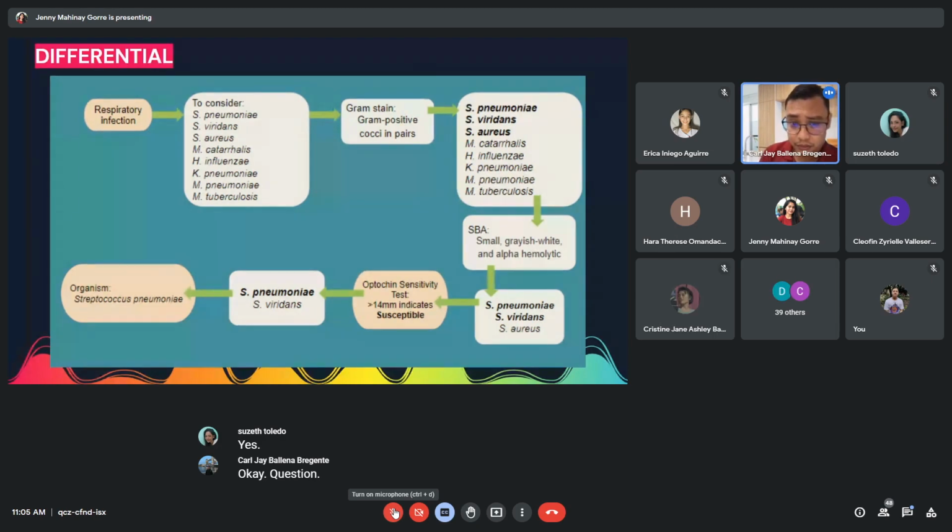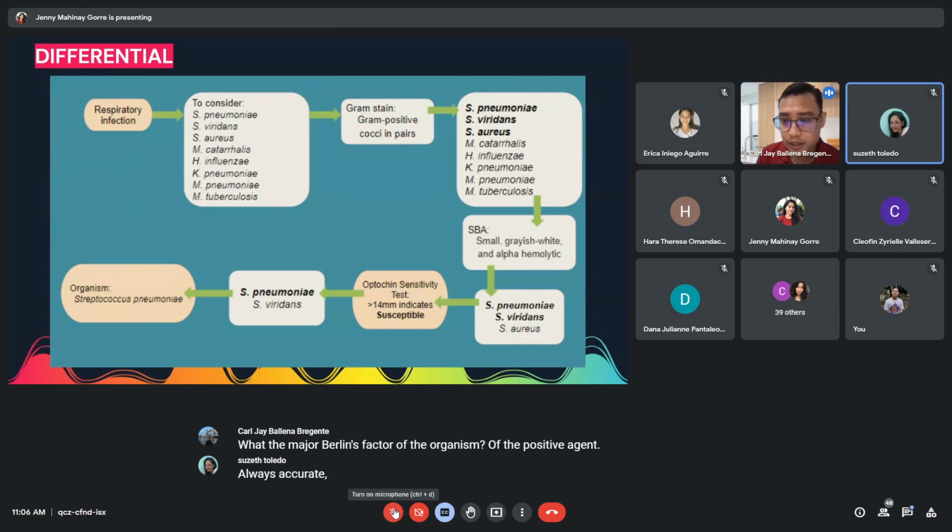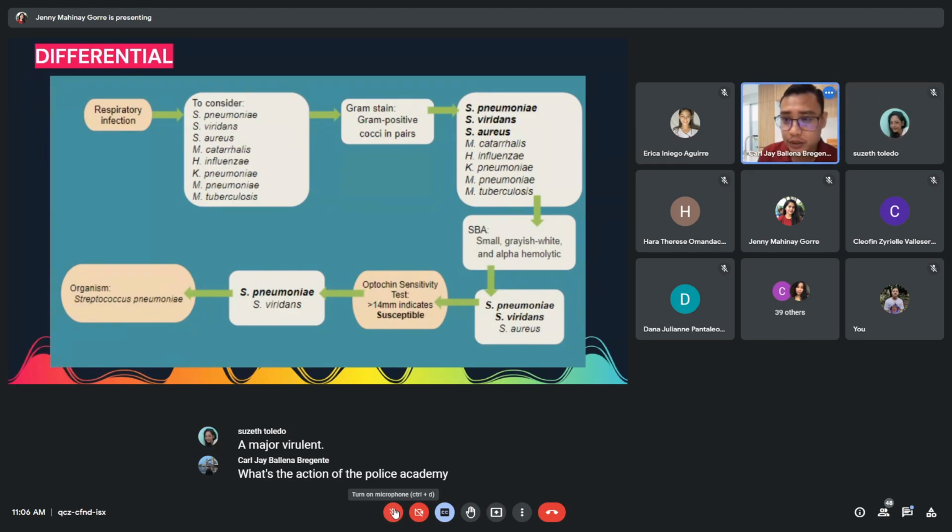Question. What is the major virulence factor of the organism, of the causative agent? Polysaccharide capsule. What's the function, or what's the action of the polysaccharide capsule?